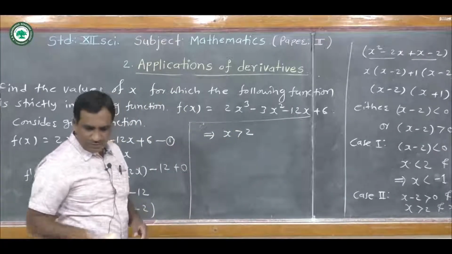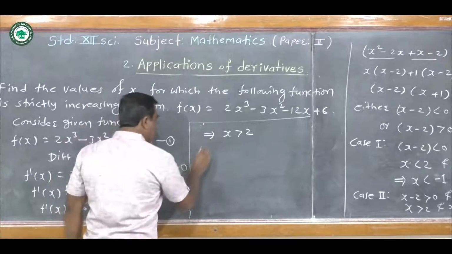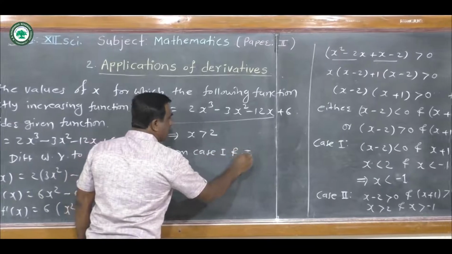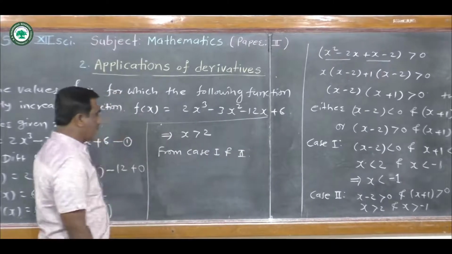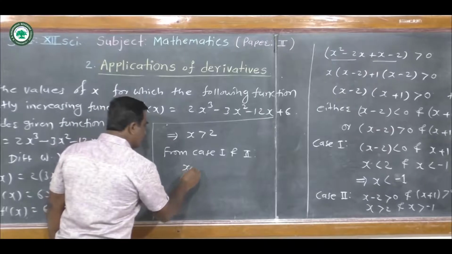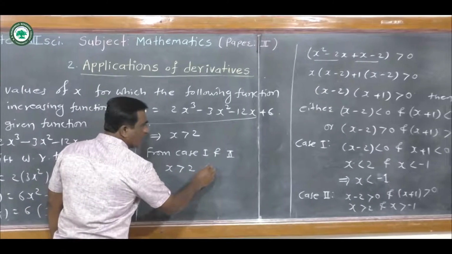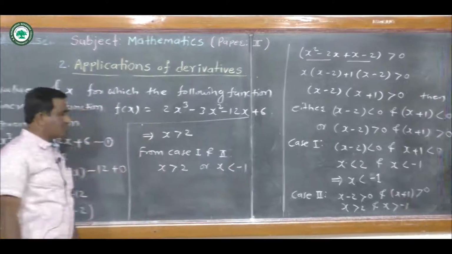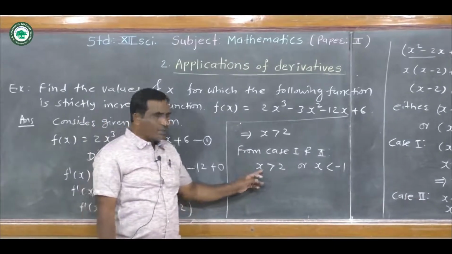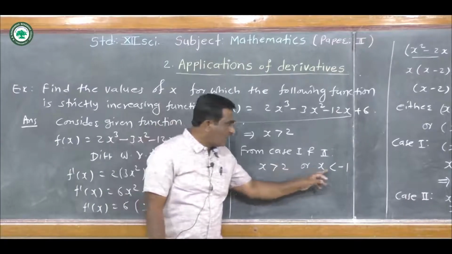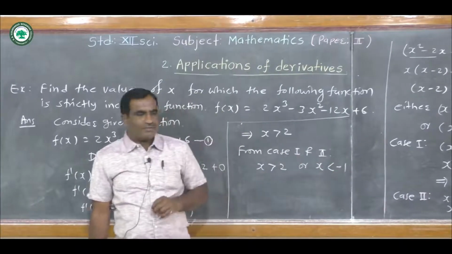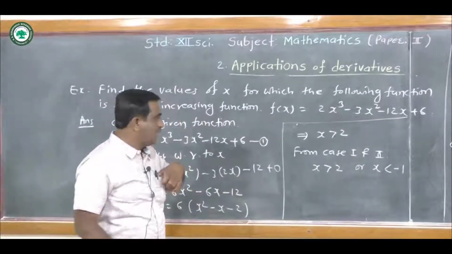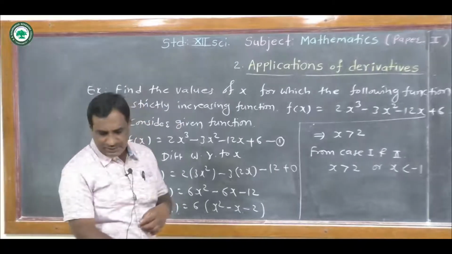Now from case first and second, we can write here x is greater than 2 or x is less than minus 1. The value of x is either greater than 2 or less than minus 1. These are the values of x. This is the solution for the given example. x is less than minus 1 or x is greater than 2.